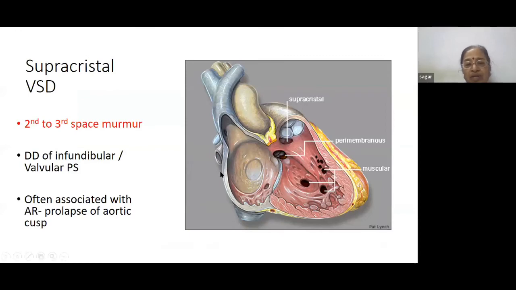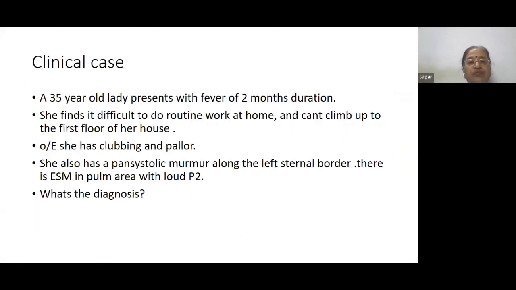Now, look at some of the strange features of some of the lesions. So you have a supracristal VSD. The murmur of a supracristal VSD goes higher up, so you get a second or third left space murmur. It becomes a differential diagnosis for an infundibular PS. It is often associated with AR, because it is close to the aortic valve, which will tend to prolapse into this. And this is what makes the supracristal VSD dangerous, because it attracts a prolapse of the aortic cusp.